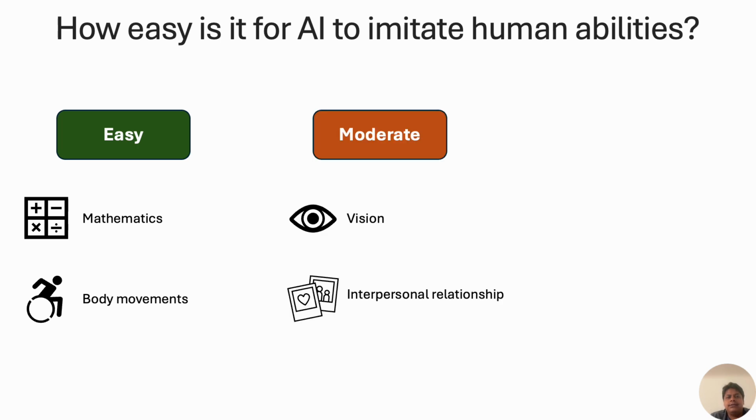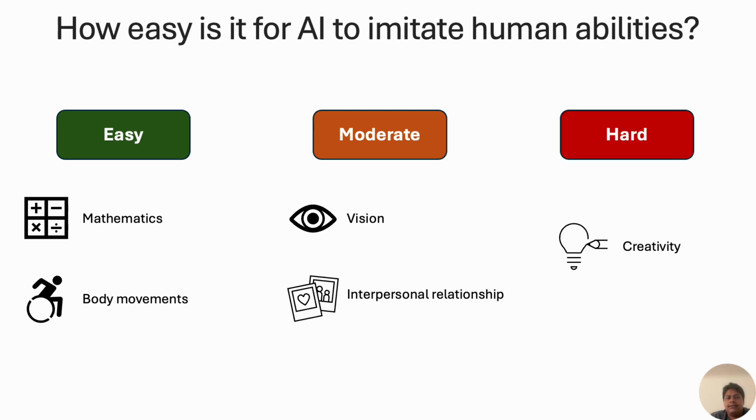Sometimes it is moderate, like for vision. Cameras and spatial sensors like radar and lidar can detect objects in the environment, but the harder task is recognizing and understanding what those objects actually are. Similarly, in interpersonal relationships, chatbots can speak or write fluently and even respond in a seemingly intelligent way. They might help solve problems, but their lack of emotional insight is still very noticeable.